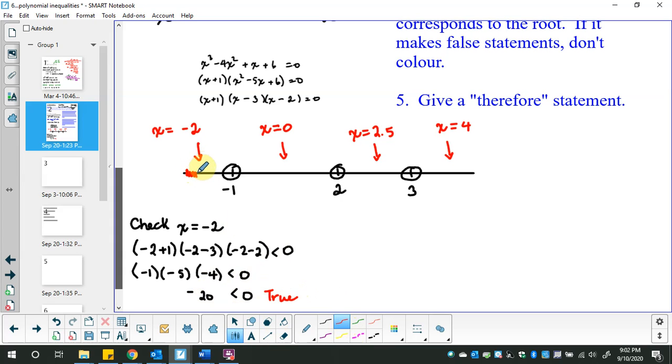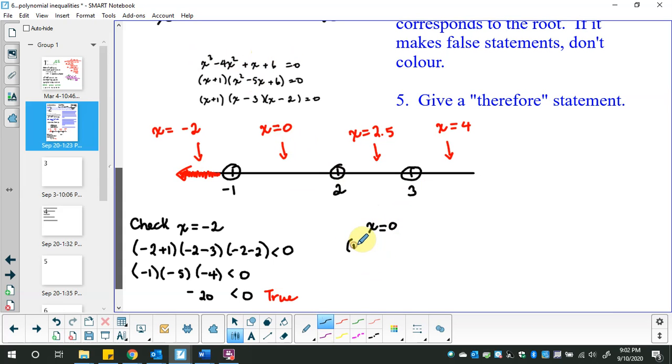So that means I get to color. Then I'm going to put 0 in. Now I'm going to tell you I'm going to check 0. And this time I'm going to put it in here.